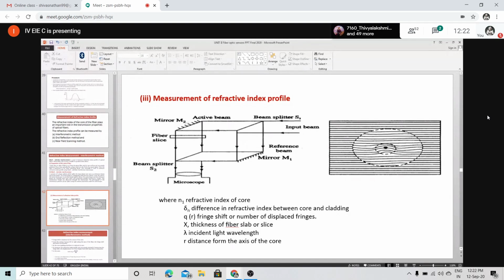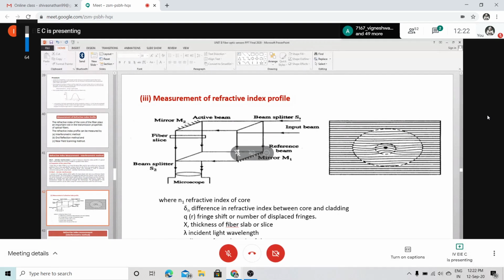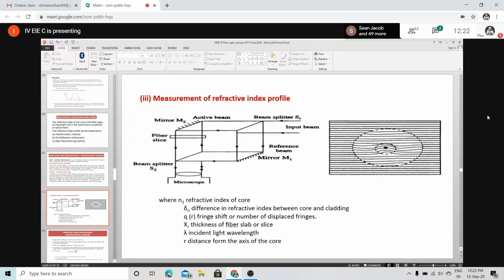So these fringes are measured if my fiber slice is taken and exposed. You all know that if the refractive index profile is subjected to the light rays of my active beam, my active beam will have a slight difference in it. So as it interferes with the reference beam, the fringes which are created will be like as shown in the figure. Is that clear for everyone?